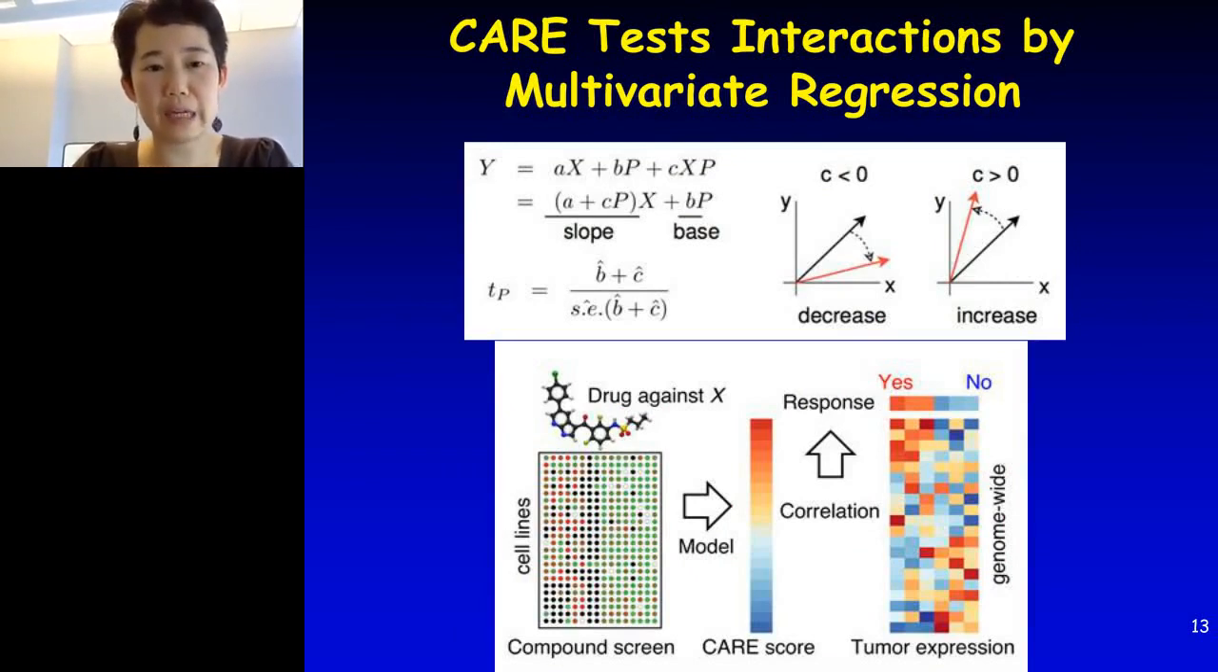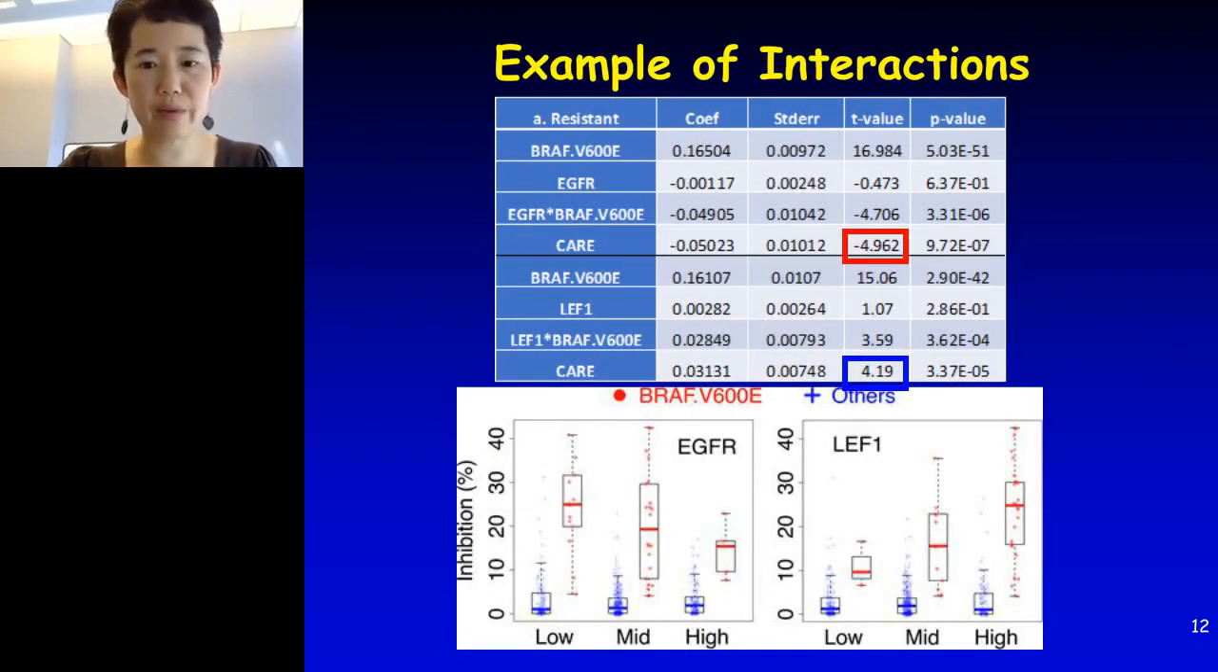We test every gene in the genome as the P with the target gene X, whether it's a BRAF inhibitor for BRAF or EGFR inhibitor for EGFR mutation status. So once we know the drug, we know the target gene, we test every gene in the genome for this potential interaction. And so with the drug screen, we'll get a CARE score, which is a genome-wide score. Every gene gets a CARE score, which is what we show on this previous slide on the blue and red square.